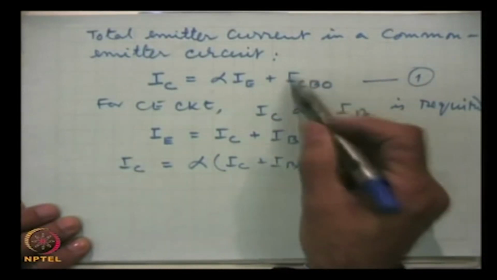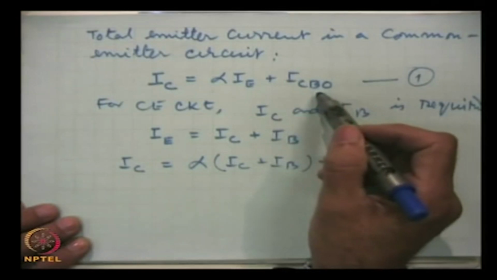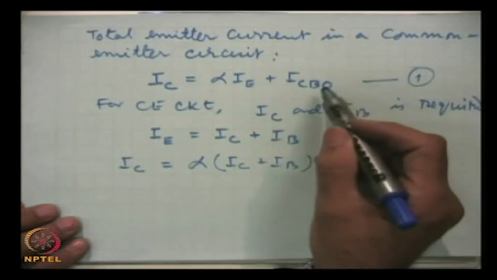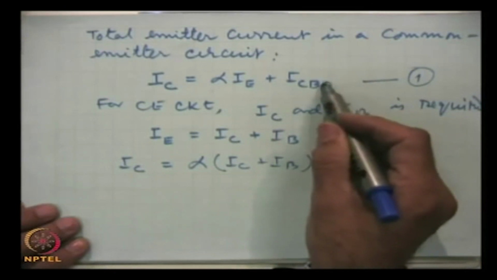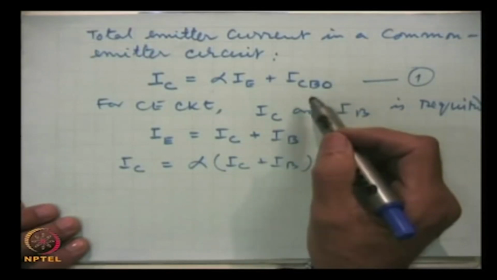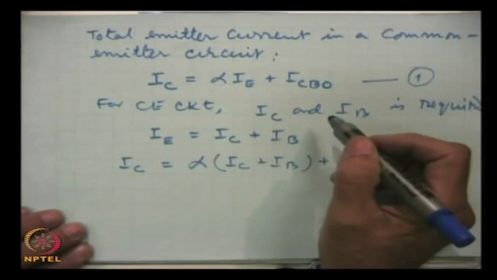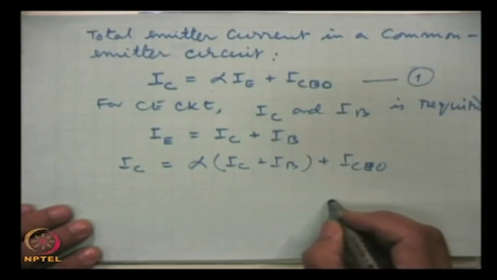And you will remember this factor was there because the collector junction is reverse biased. And why did we put O? Because this is measured when the emitter circuit is open. For example, we can take this arrangement.